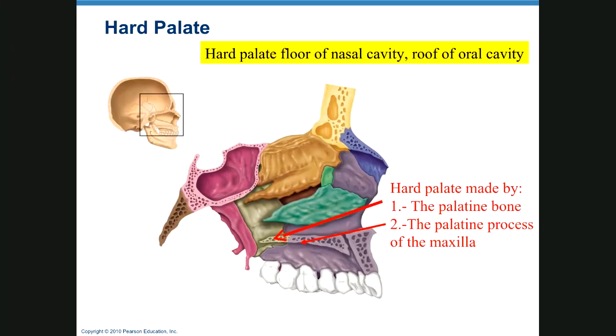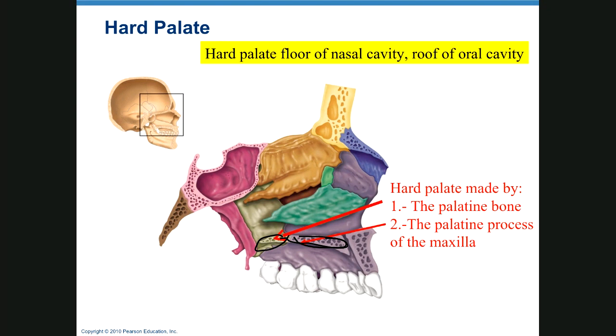Again, the hard palate is made by the palatine process of the maxilla. Let me repeat that one. The hard palate is made by the palatine process of the maxilla here at the front, and behind it, the palatine bone. So there are two maxillas coming together right in the middle of the mouth, and two palatine bones coming together to make up the roof of the mouth.